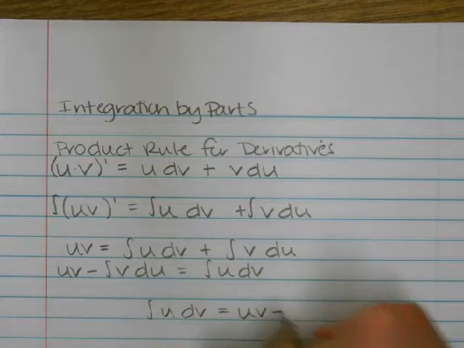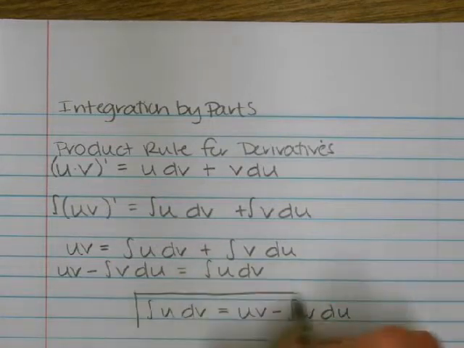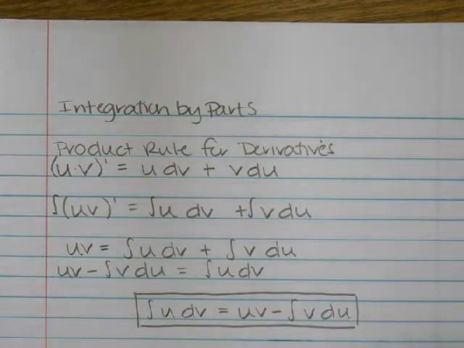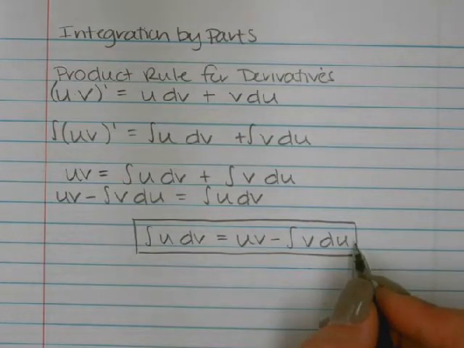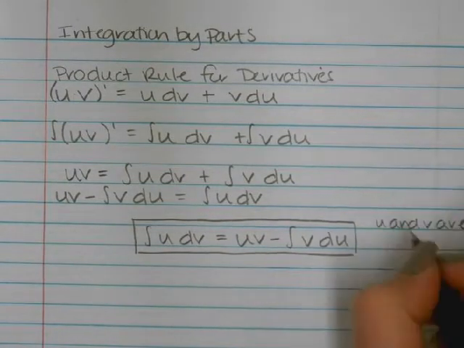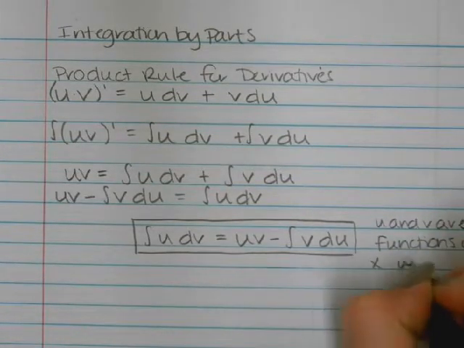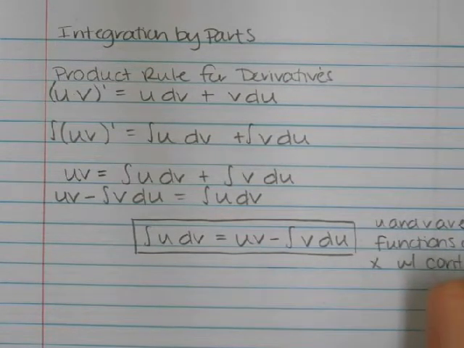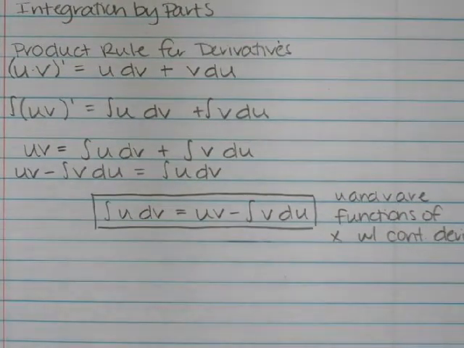It does not make a lot of sense now, and it probably won't until we get a ways through the video and you see a few examples. But this is the formula, essentially, that we are using. When we do integration by parts, it only works if u and v are functions of x with continuous derivatives. So the things that we looked for before when we were doing derivatives, we're still going to look for. The function has to be continuous, all of that stuff.